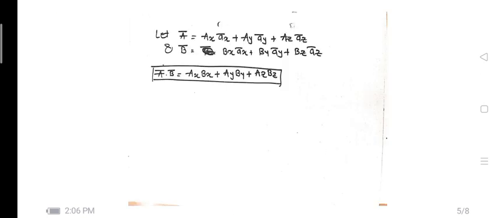Next is another definition of this dot product. If a bar is represented in a Cartesian coordinate system as a bar is equal to ax a bar x plus ay a bar y plus az a bar z, and b bar is represented as bx a bar x plus by a bar y plus bz a bar z, in that case a bar dot b bar is equal to ax bx plus ay by plus az bz.